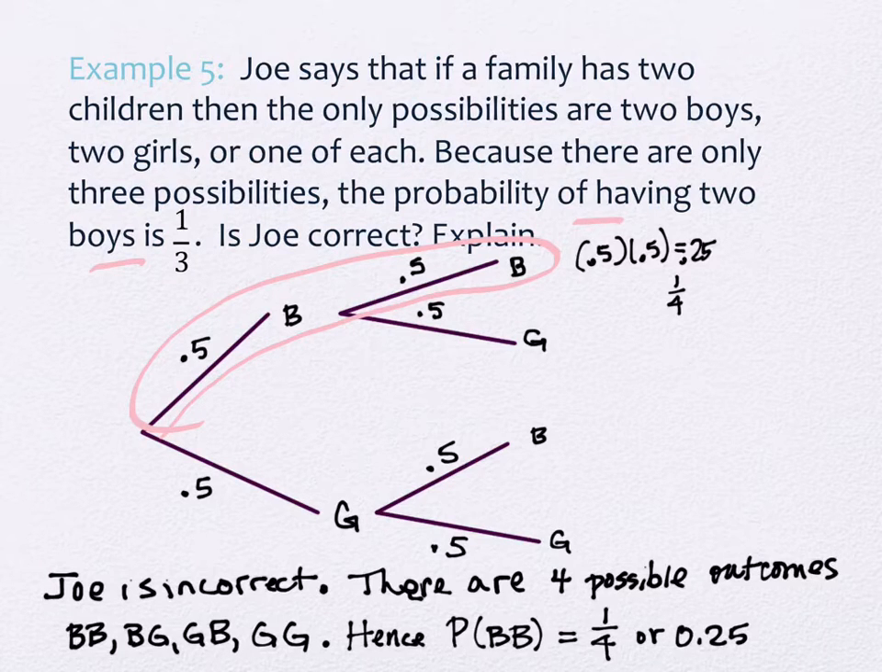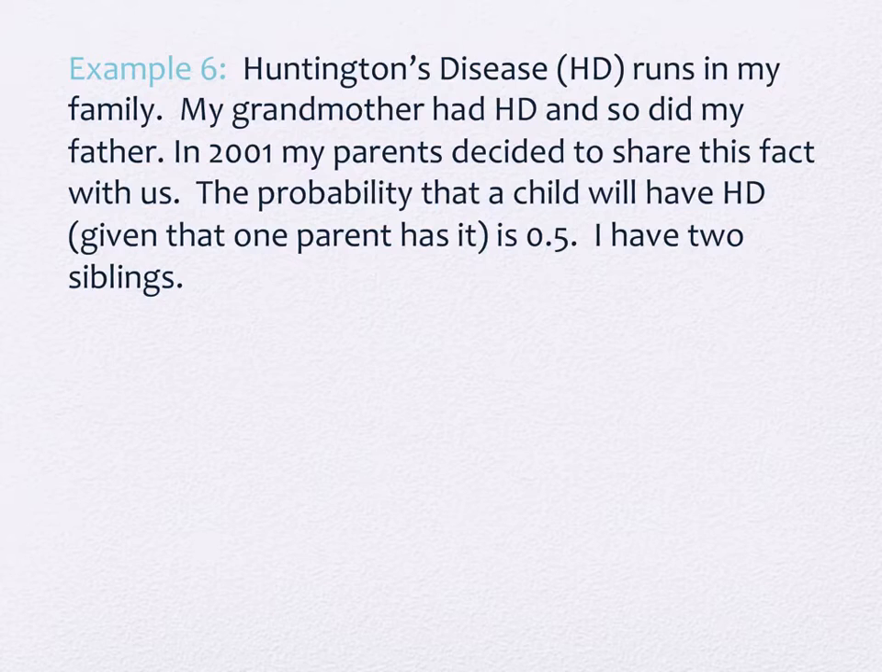All right, we're going to do a personal example from my life. Example number 6. Huntington's disease runs in my family. How many of you have heard of Huntington's disease? Is anybody? Got a couple hands. 3 of you. Huntington's disease is a very debilitating disease. It affects your central nervous system. It affects your reflexes and your ability to respond to stimuli appropriately.